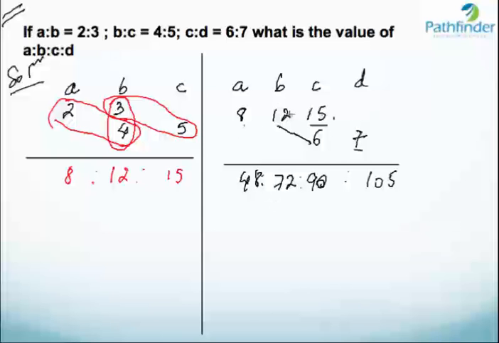So we get the ratio of A as to B as to C as to D as 48 as to 72 as to 90 as to 105. On simplifying this further, we'll get the ratio as 16 as to 24 as to 30 as to 35.